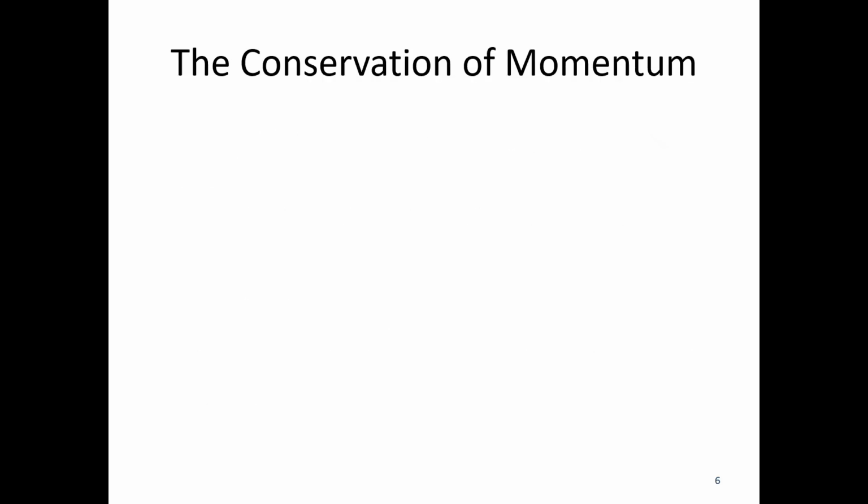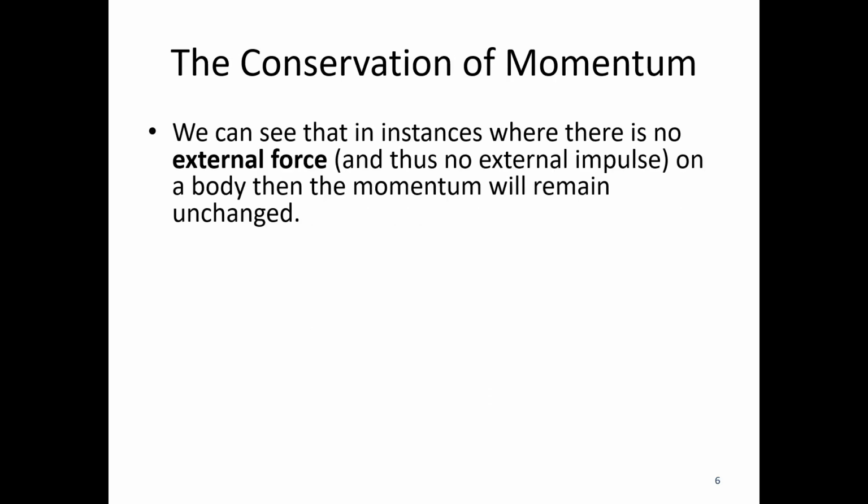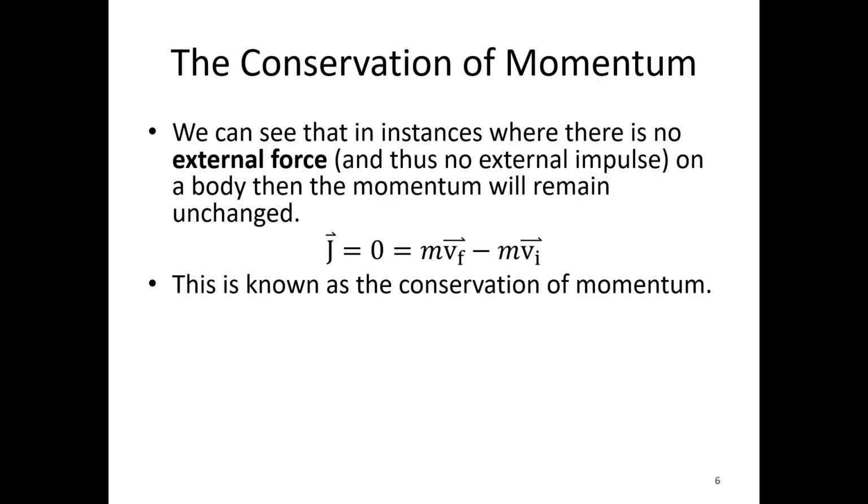So one additional piece that I want to throw in here is the idea of what's called the conservation of momentum. So we can see that in instances where there's no external force, and thus no external impulse on the body, the momentum would remain unchanged. So if J is 0, mv final minus mv initial would be 0, or the total momentum final would be equal to the total momentum initial. So this is known as conservation of momentum.